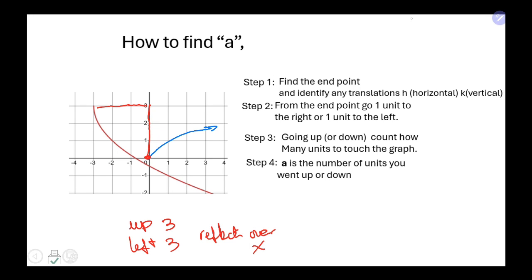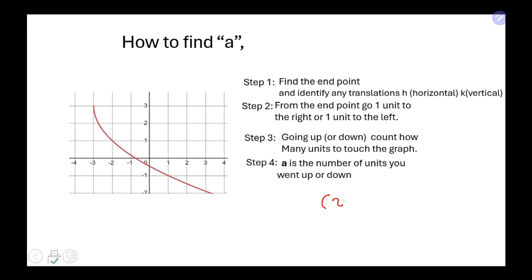So if I reflect the parent function over here, you notice that x is my mirror. So I reflected whatever this was and moved it up. Okay, so it was up 3, left 3. Let's put it in the equation. So the number multiplying, we didn't find it yet. There is a reflection over x, so the negative will be outside. And I went to the left.